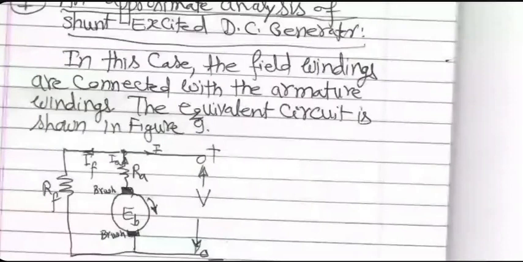Armature resistance is RA, field resistance is RF. The current coming out of the armature is IA. Out of that, some current will flow through the field windings. Let's call that current IF. And the rest of the current will go to the load. Let's call that current I. In many books, they call it IL, load current. And they call the output voltage VL, V load.